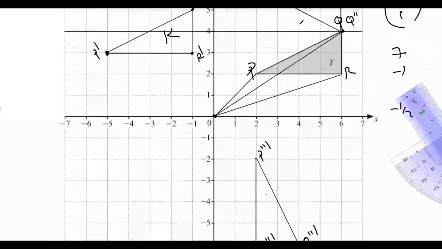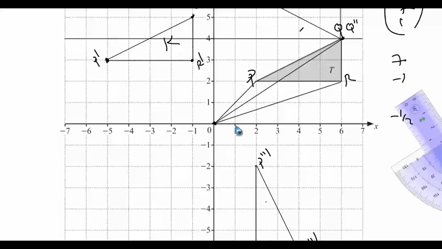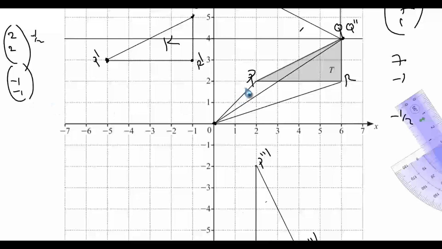Okay, that's good. So let's count. 1, 2, x equals 2. 1, 2, y equals 2. So you have 2 against 2 multiplied by the scale factor, which is minus 1 over 2. If you do this, it will give you minus 1, minus 1. That is the image. So from the center of enlargement, minus 1 means you count 1 to the left, then minus 1 for the y, you count down here. So it will be here. This will be P prime prime prime prime.